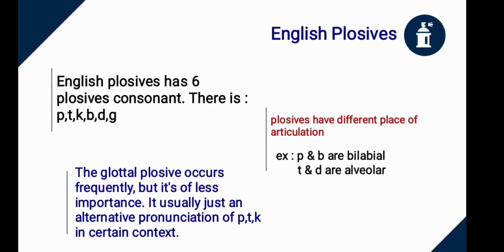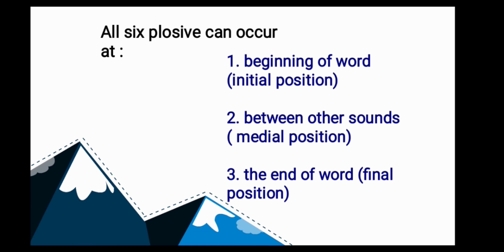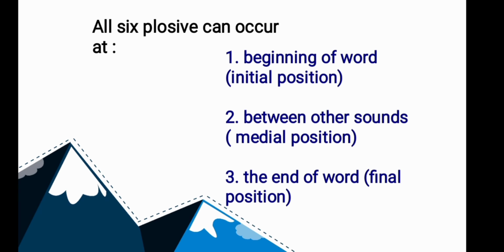Plosives have different places of articulation. For example, P and B are bilabial, since the lips press together, and T and D are alveolar since the tongue blade presses against the alveolar ridge. All 6 plosives can occur at the beginning of a word, between other sounds, and at the end of a word.